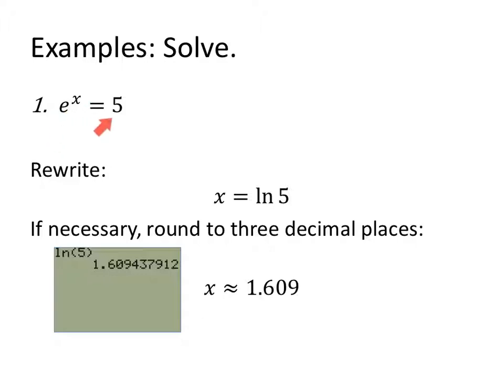e to the x equals 5. There's nothing I can think of to make 5 e to some power. No idea. So since the variable is in the exponent, I want to rewrite in logarithmic form. x is the power I put on e in order to get 5, so x equals the natural log of 5. This is a great answer. It's a nice exact answer. If you were asked for rounding to decimal places, then you would enter it into your calculator, and on this one I would round to x is approximately 1.609.